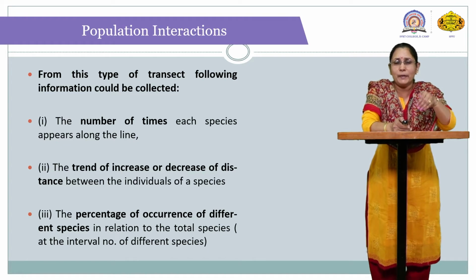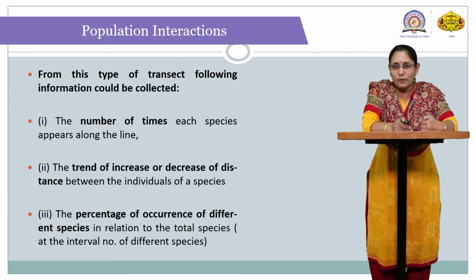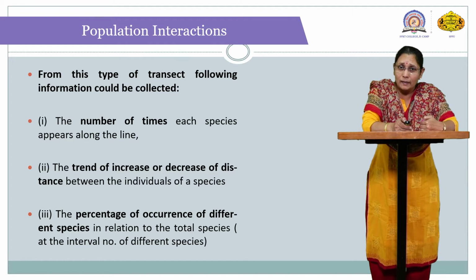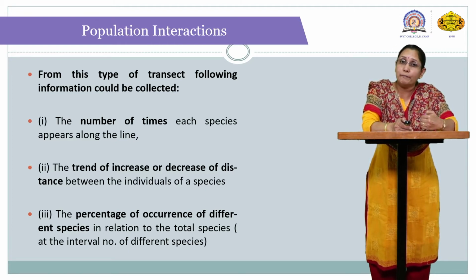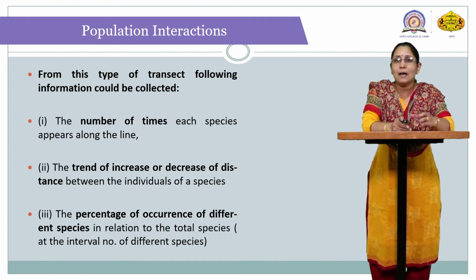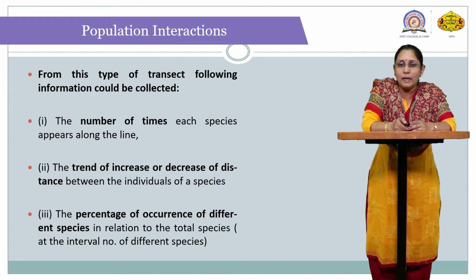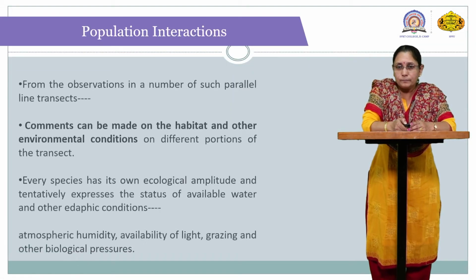Right. So with the help of particular distance, the repetition will be calculated and analyzed, the percentage will be analyzed, and the percentage of different species occurrence will be analyzed, etc. So these are the outcomes of this particular line transect method.